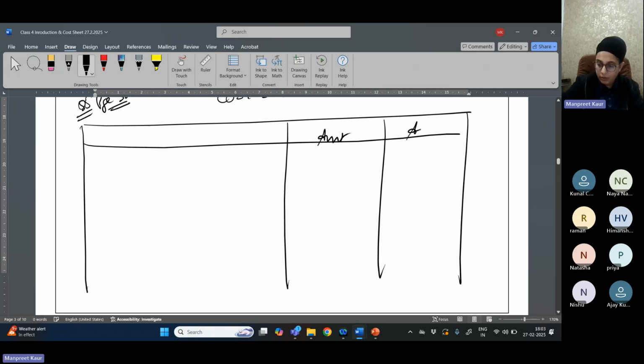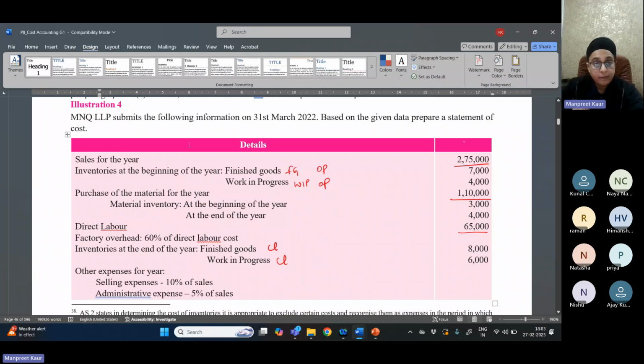Amount and particulars. First of all, we have to calculate the raw material consumed. For raw material consumed, we need opening and closing inventory plus purchases. Opening and closing inventory is 3,000 and 4,000 and purchases is 1,10,000.